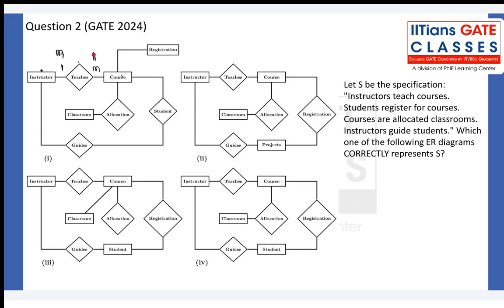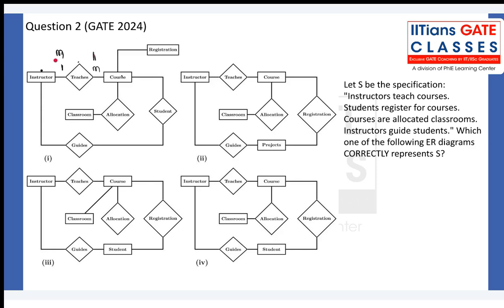One to one means an instructor teaches a course. One to many is an instructor teaches many courses. Many to one is many instructors teach one course. Okay, this is the basic fundamentals of relationships. So let's go back.